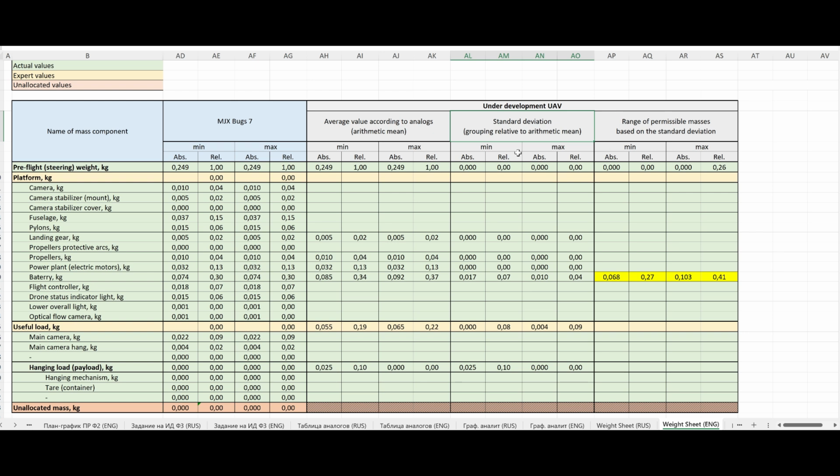This is used in development, for example, in case of problems with alignment, i.e. we can allow a decrease or increase in the mass of the battery in this range, and at the same time we will remain within the standard deviation for relative values and the corresponding range from 0.27 to 0.41. Following a similar calculation logic, we can determine the range of permissible mass within the standard deviation for any structural element of the unmanned aircraft vehicle being developed.